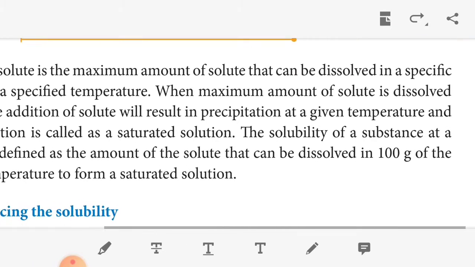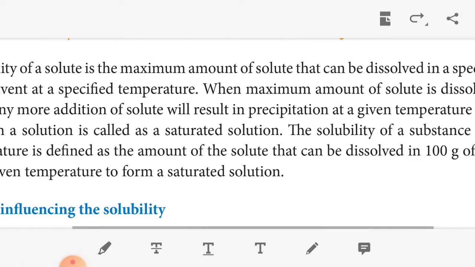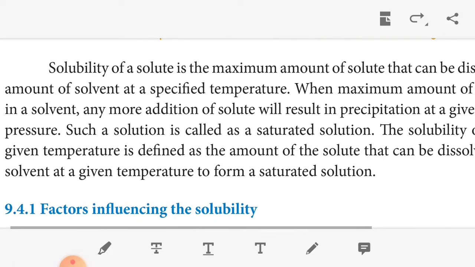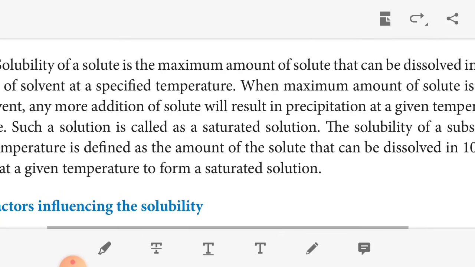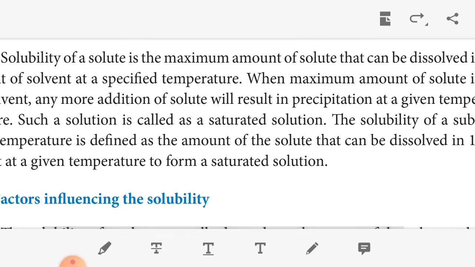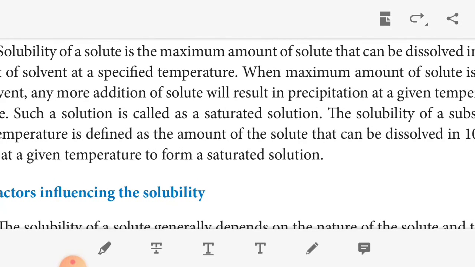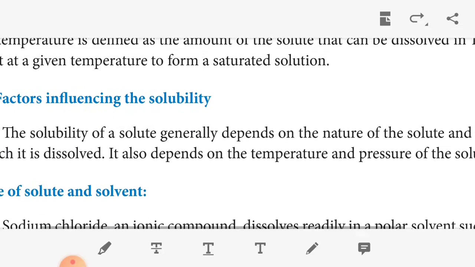At a given temperature and pressure, such a solution is called a saturated solution. Define the solubility of a substance at a given temperature: this is a 2-mark question. The solubility of a substance at a given temperature is the amount of solute that can be dissolved in 100 grams of solvent at a given temperature to form a saturated solution.